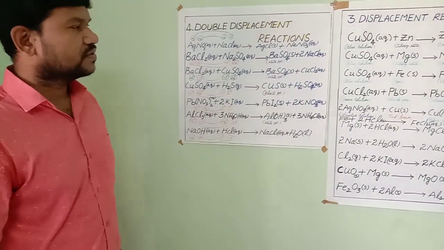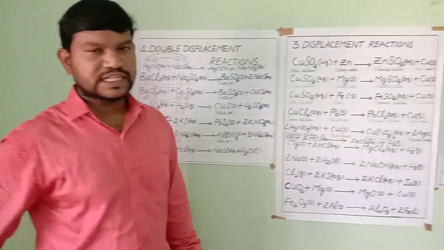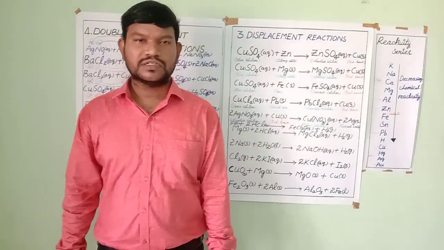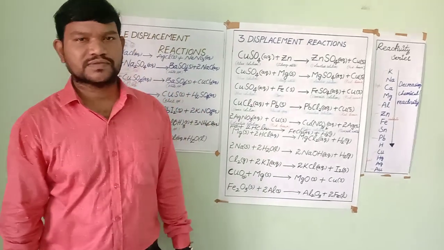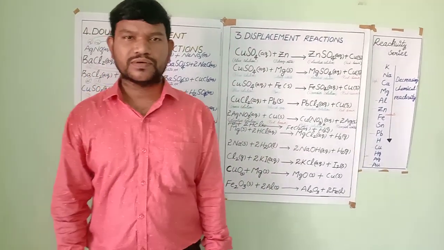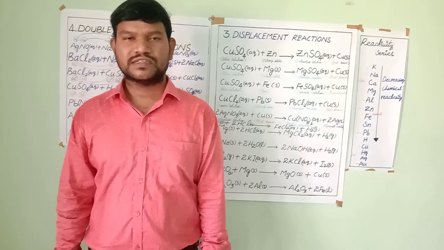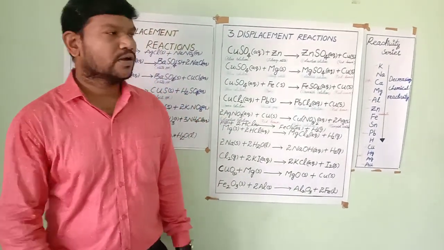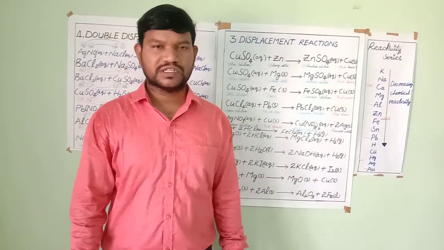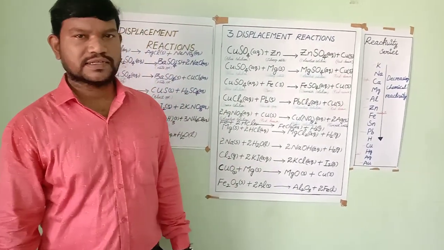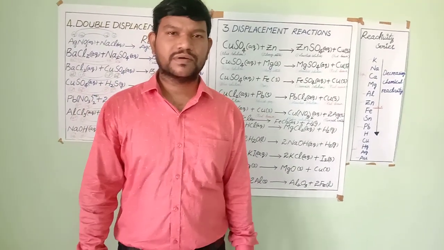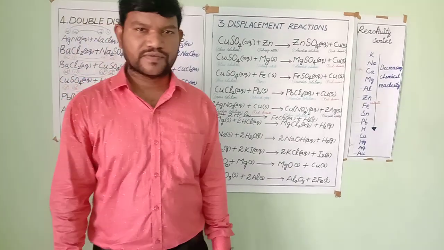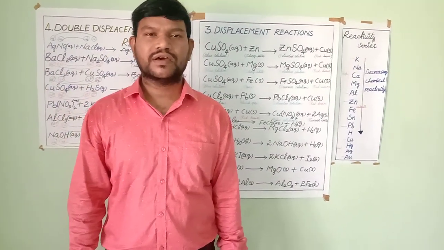So in today's class we discussed one, the chemical displacement reaction, and another, the chemical double displacement reaction. See, these reactions you need to practice very well, otherwise you may forget. So continuous practice is required, and when you are writing chemical equations you must always write balanced chemical equations. And in the next class we will discuss oxidation and reduction reactions, and also the effects of oxidation and reduction reactions in our daily life.